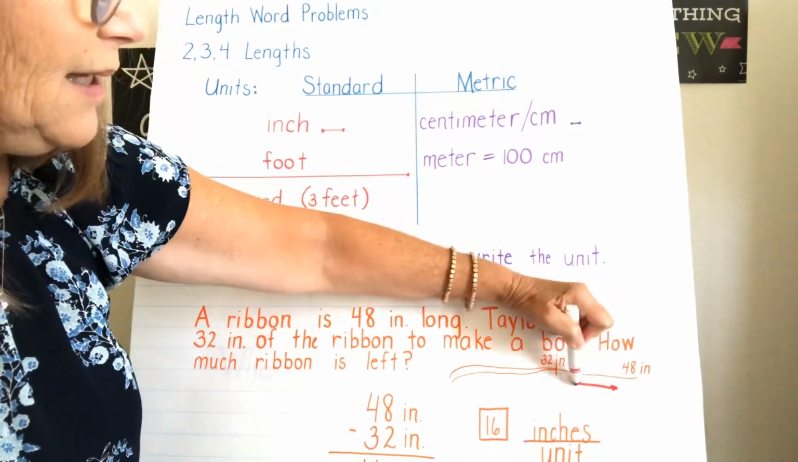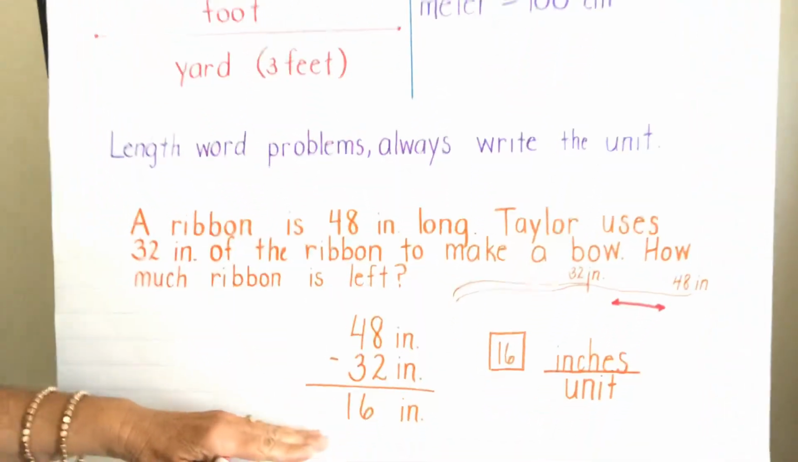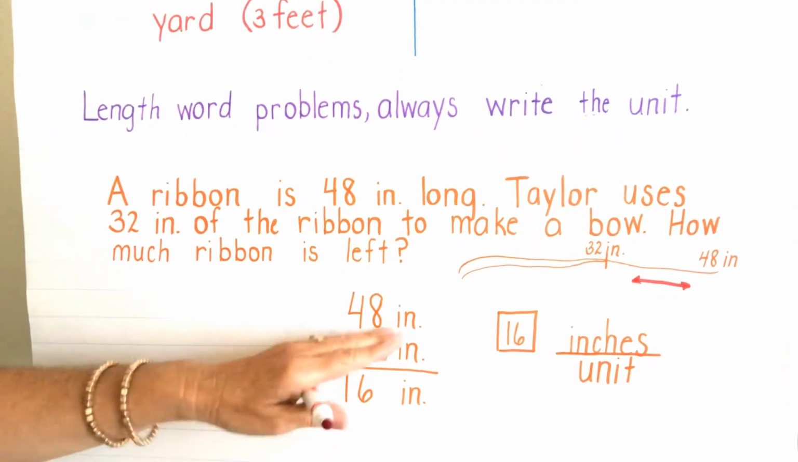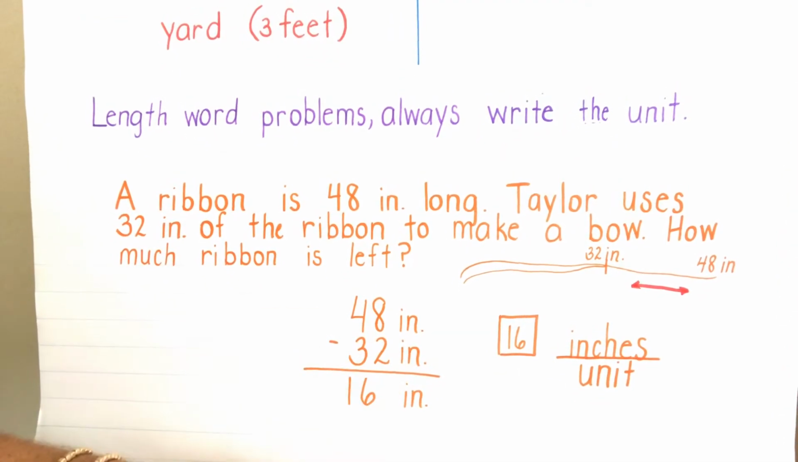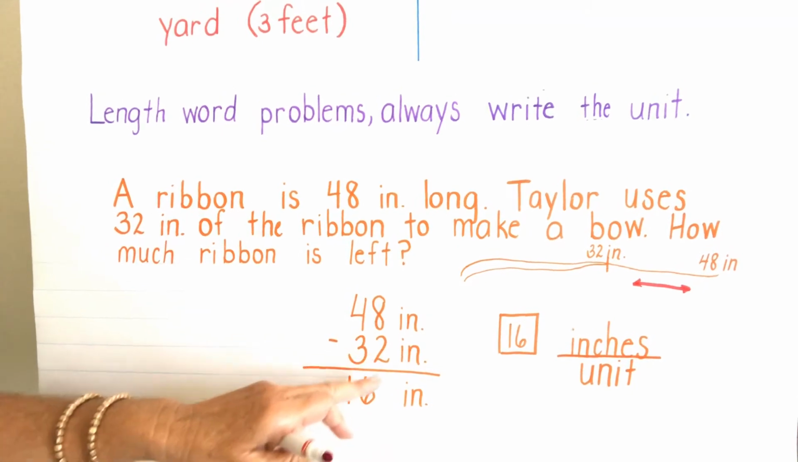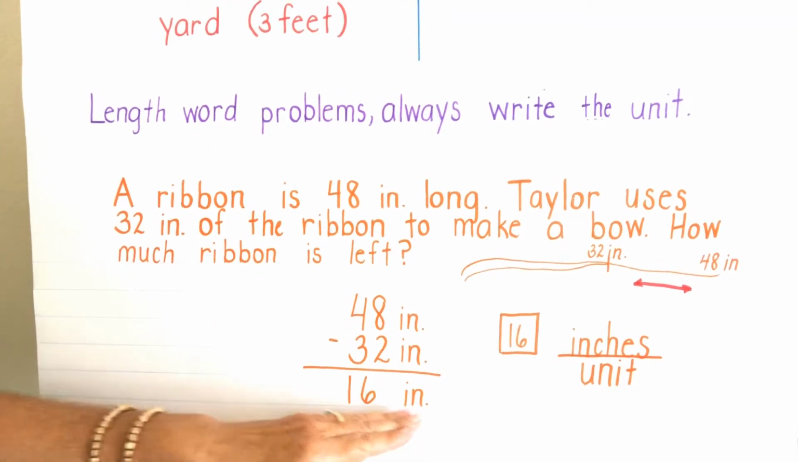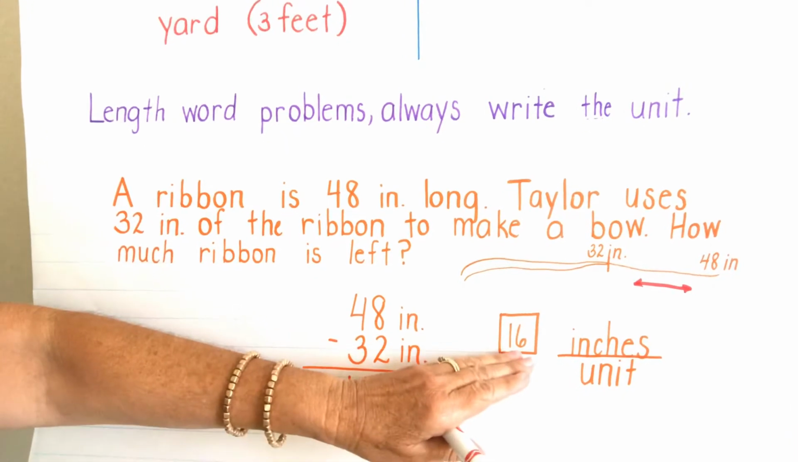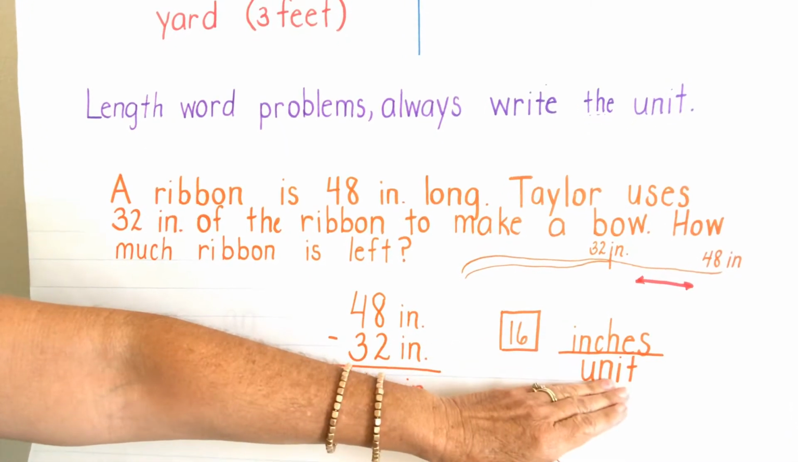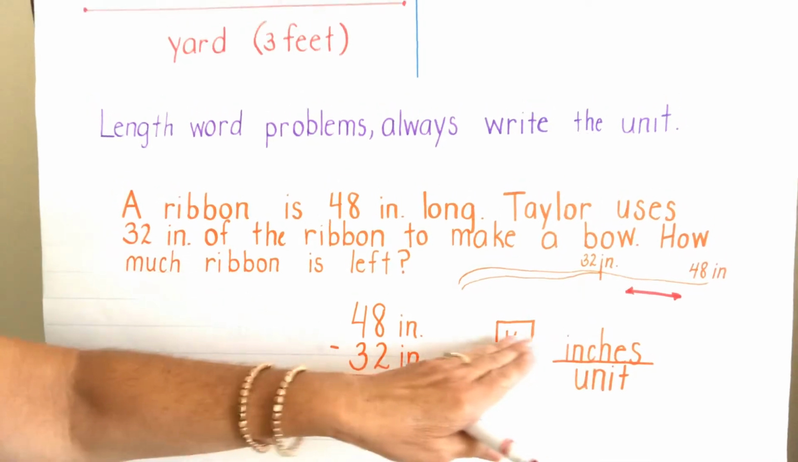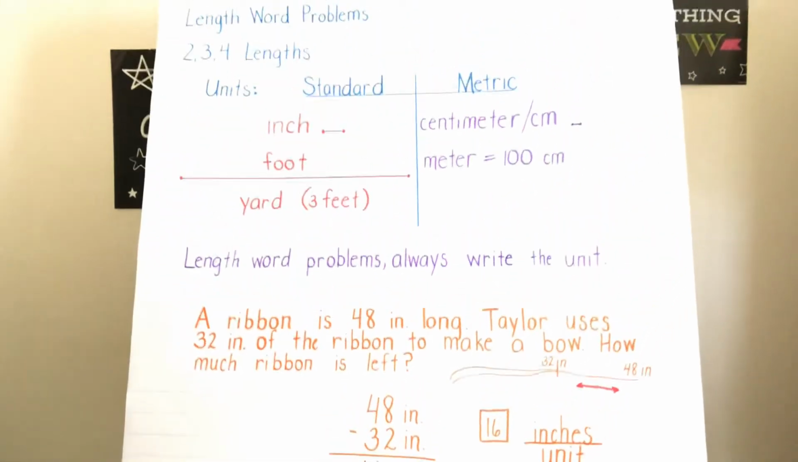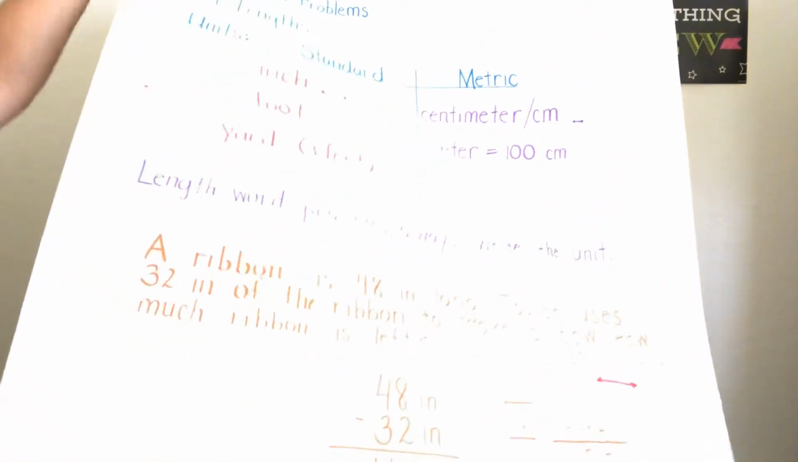So to me, that is a subtraction problem. So we would say 48 minus 32 inches. 8 take away 2 is 6. 4 take away 3 is 1. And our answer is 16 inches. So when it says how many blank units, we're talking about inches, and there were 16 of them. Okay, let's do some more practicing.